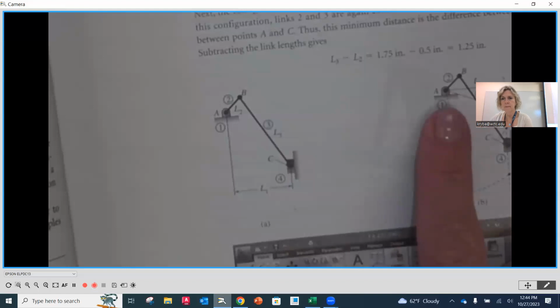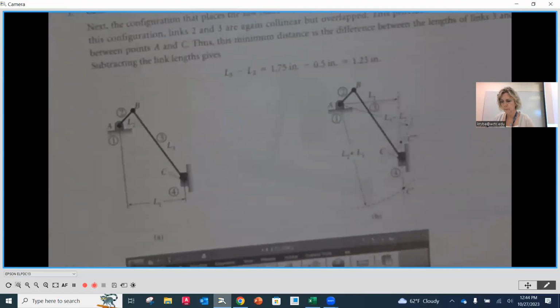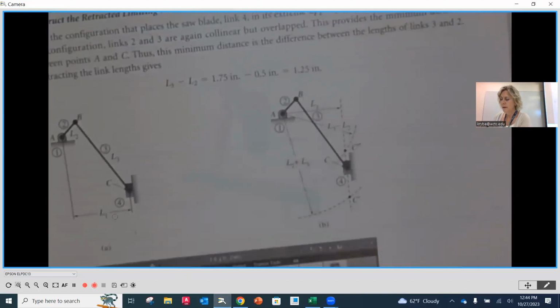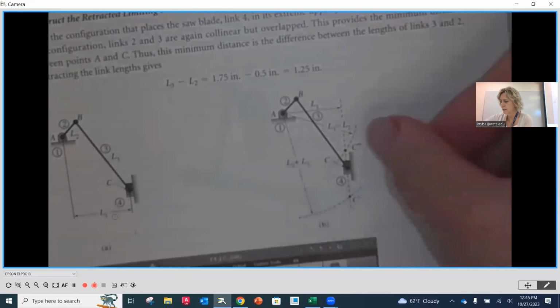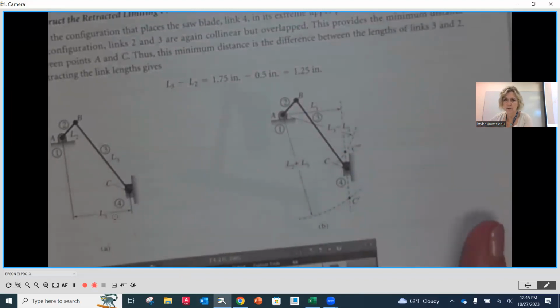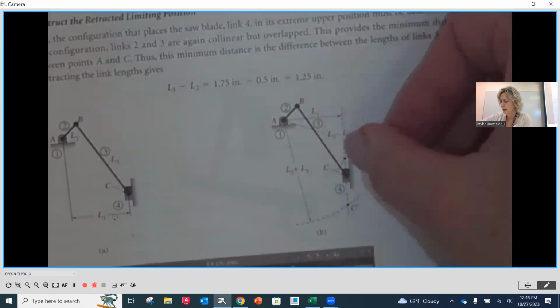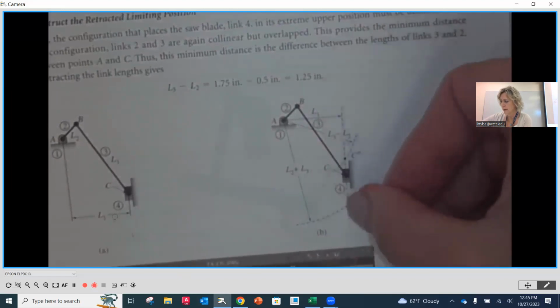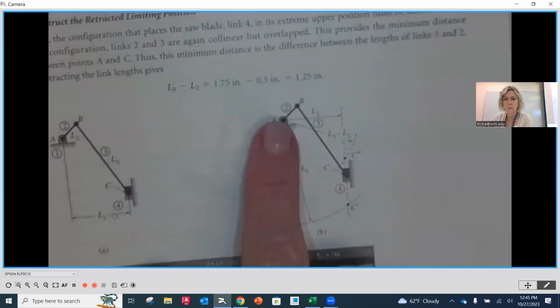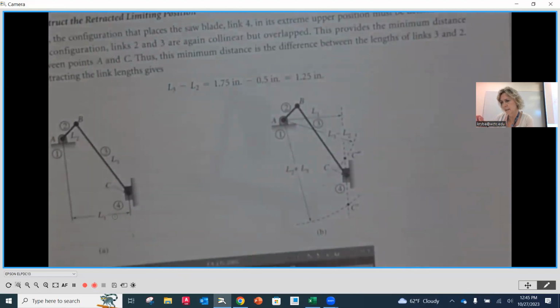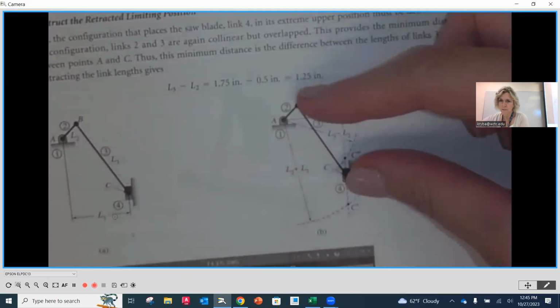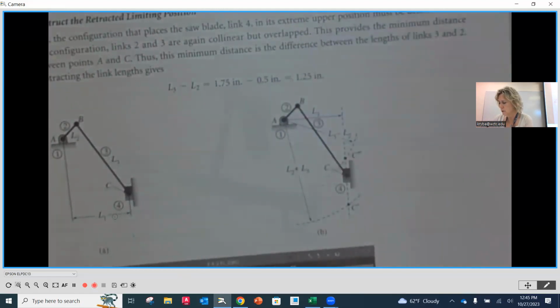Then you'll notice over here that they show, for each of these links, what its line of action is. In this case, the line of action for the output, the saber saw blade, is linear, going up and down. Then we have the radius of our driver going around, and the length of that connecting rod is going to be important to us.